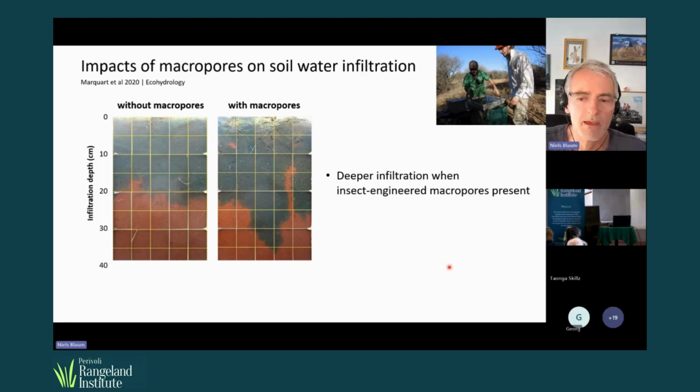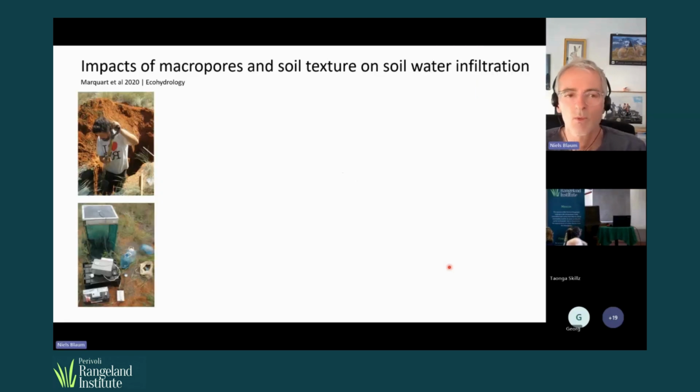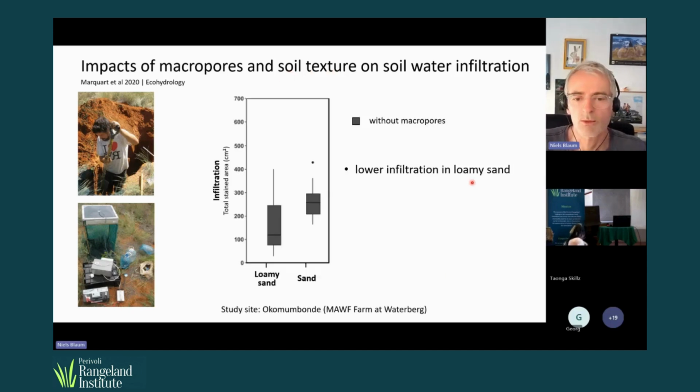Okay. In the next step, we observed this in a sandy soil. We didn't even expect that macropores really have a huge effect, because sandy soils are characterized by a lot of space between the single particles. So usually infiltration is quite good. Then we were looking at different soil textures and at the impacts of the macropores.